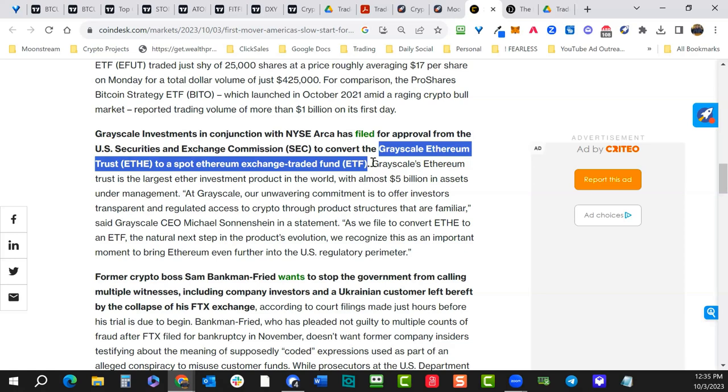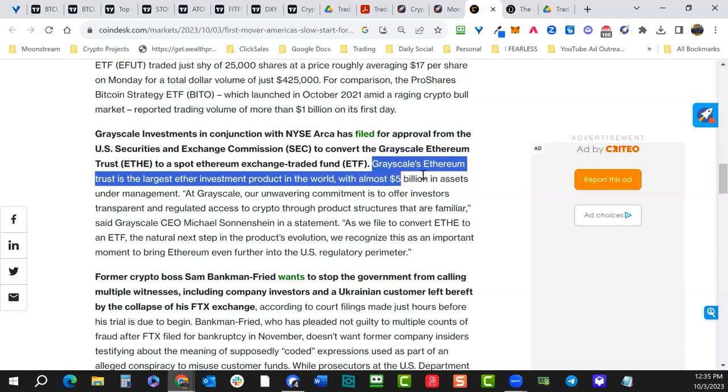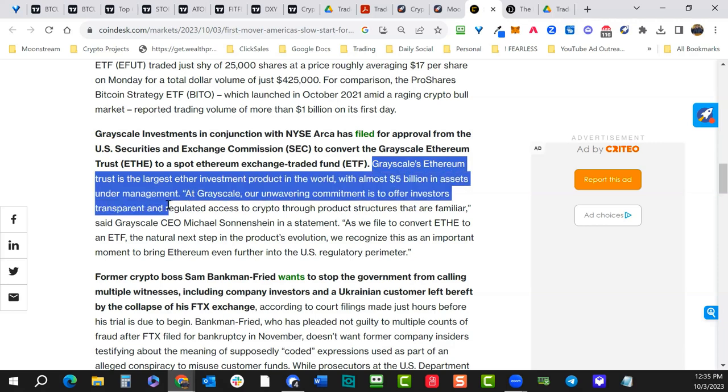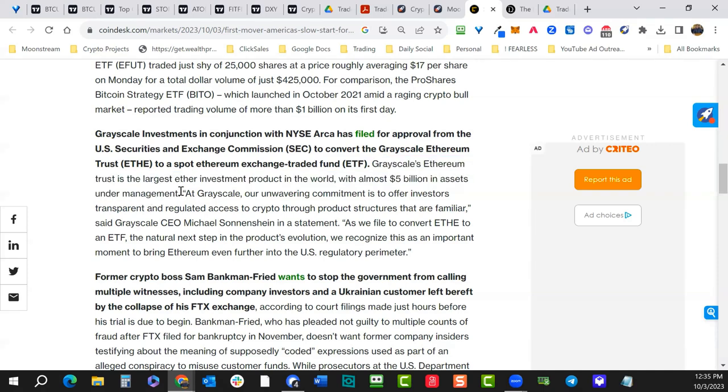What if... It's unlikely that an ETH spot ETF is approved before a Bitcoin one, but anything's possible. So Grayscale's ETH Trust, the largest Ether investment product in the world, has $5 billion in assets. Imagine if they are approved to switch over. I'd have to research this a bit more.